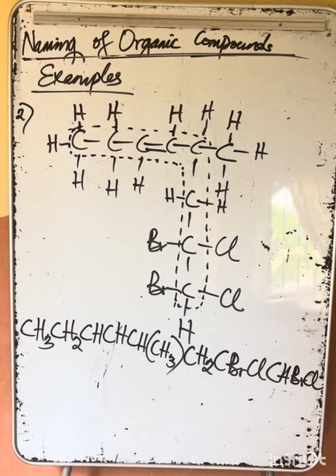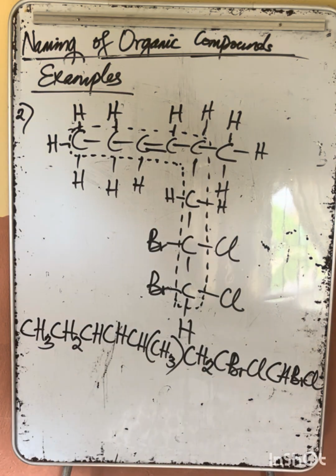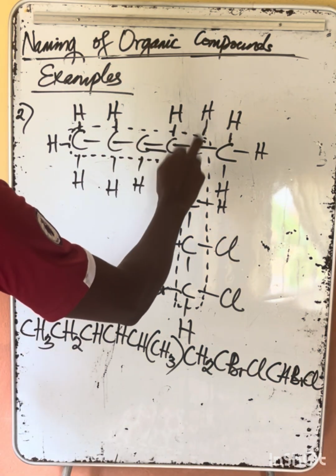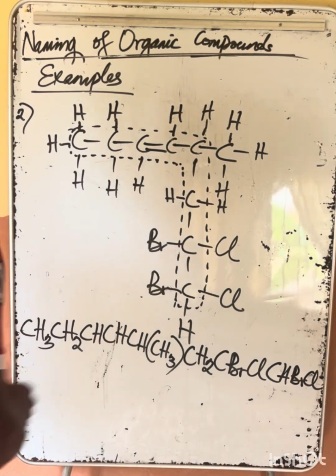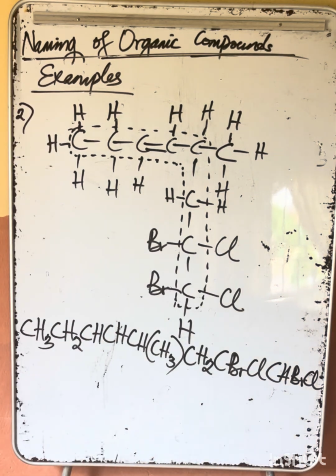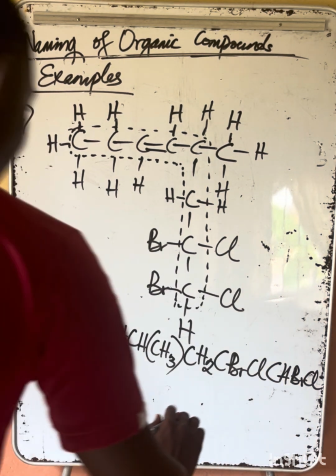Okay, this is our longest continuous chain, and based on what we said, it has how many carbon atoms? 1, 2, 3, 4, 5, 6, 7, 8. So the name as root, since it has 8 carbon atoms, will be what? Oct.